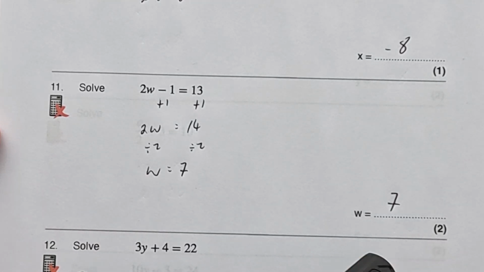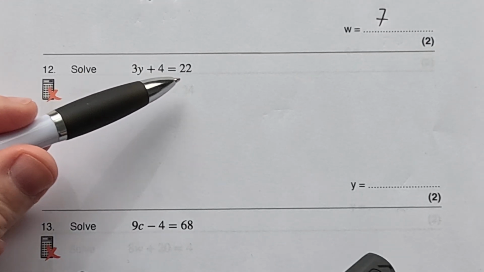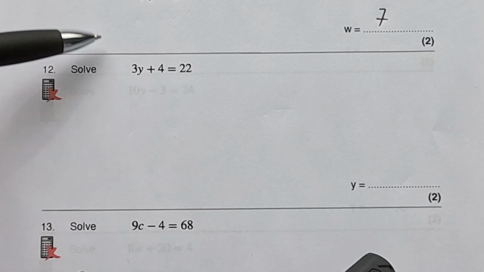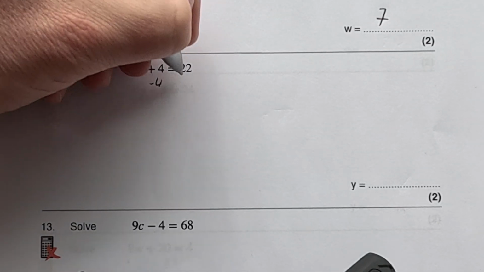Okay, let's look at our next question, question number 12. Okay, so question number 12, we've been asked to solve 3y plus 4 equals 22. So whenever we want to solve an equation like this, let's get rid of the plus 4 to begin with. So we're going to take away 4 from both sides of the equation.